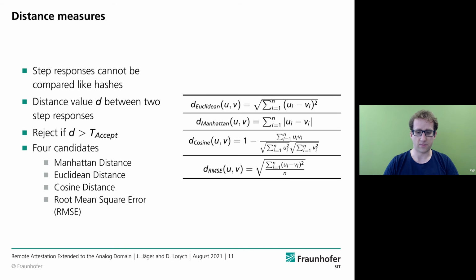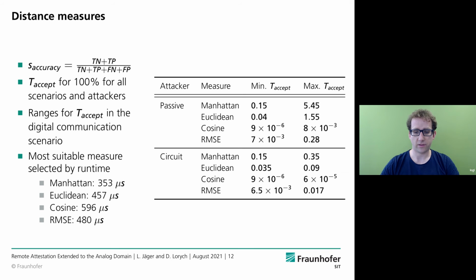And we evaluated four candidates as a distance measure: the Manhattan and the Euclidean distance, the cosine distance, and the root mean square error. We evaluated these candidates by conducting multiple measurements and trying to find a threshold value which maximizes the accuracy. The accuracy is given by the true negatives and the true positives added together, divided by the number of total experiments done. And we could find a threshold value that made the accuracy 100% for all of the scenarios and all of the attackers. And therefore, we furthermore conducted an evaluation of the ranges for the acceptance threshold in the various scenarios.